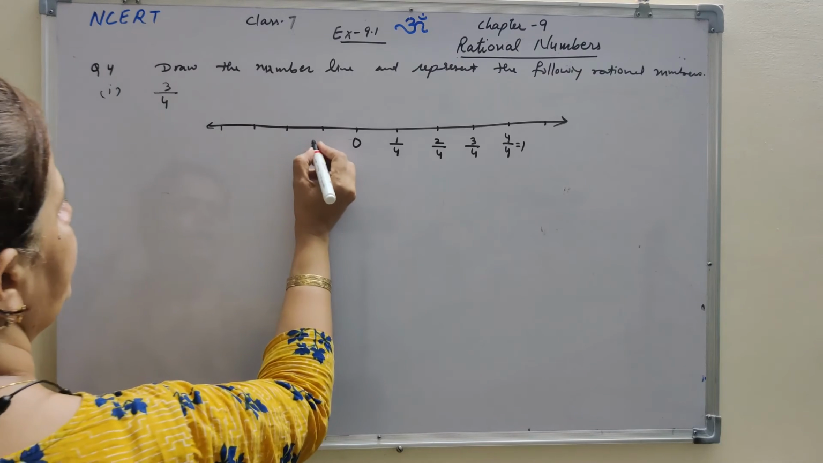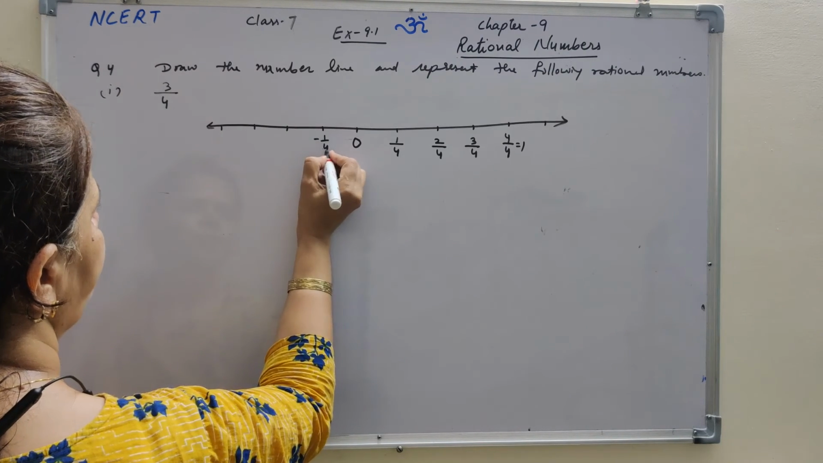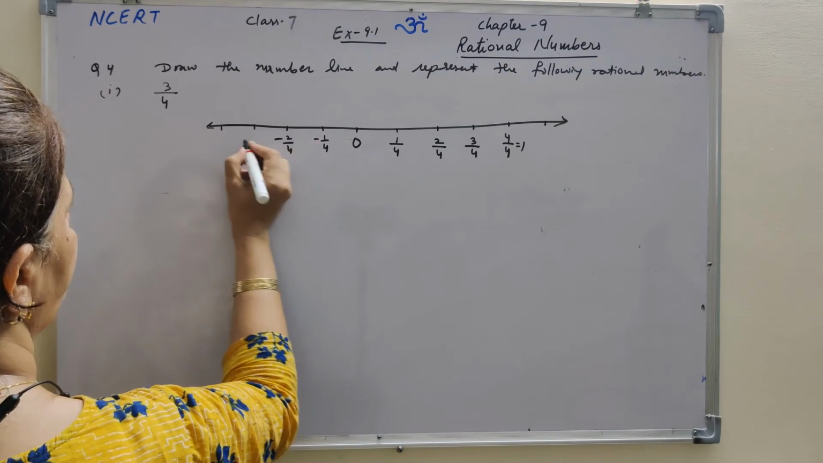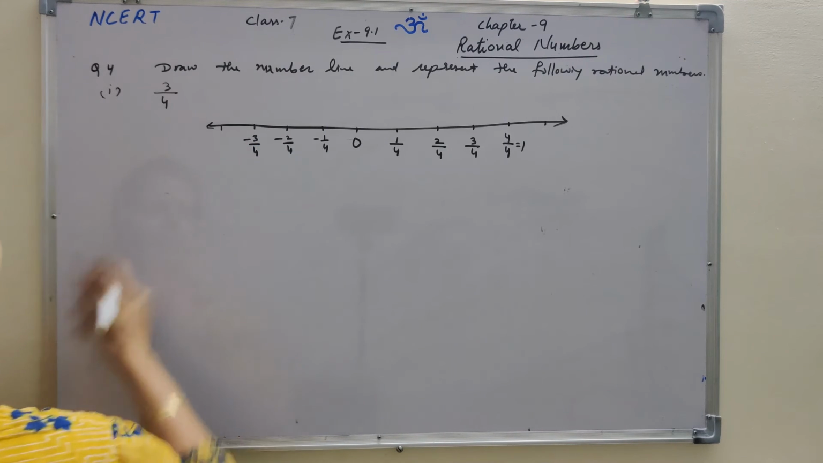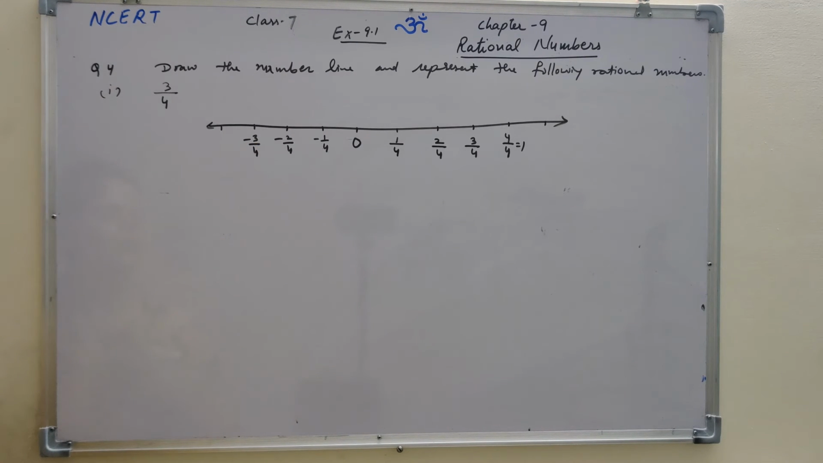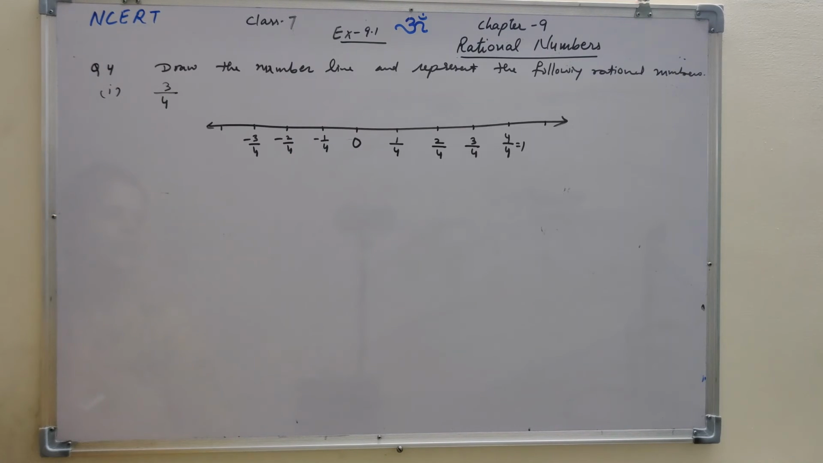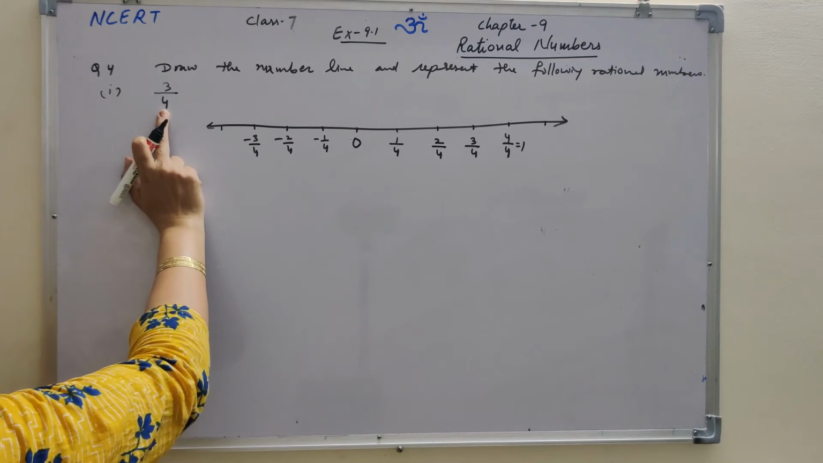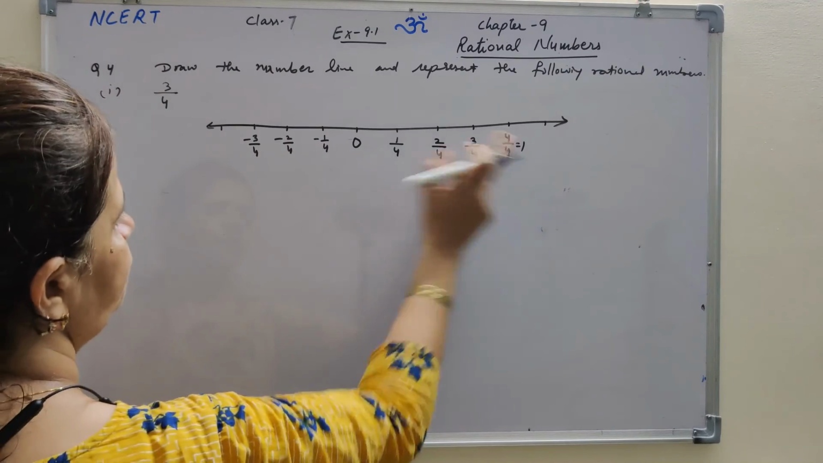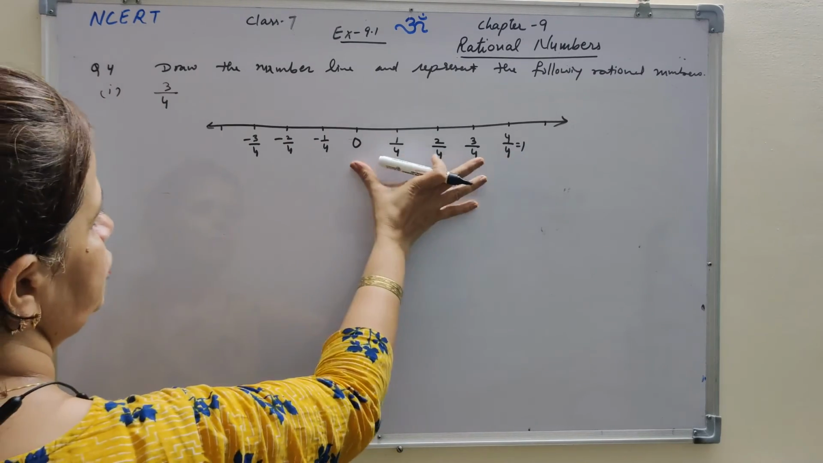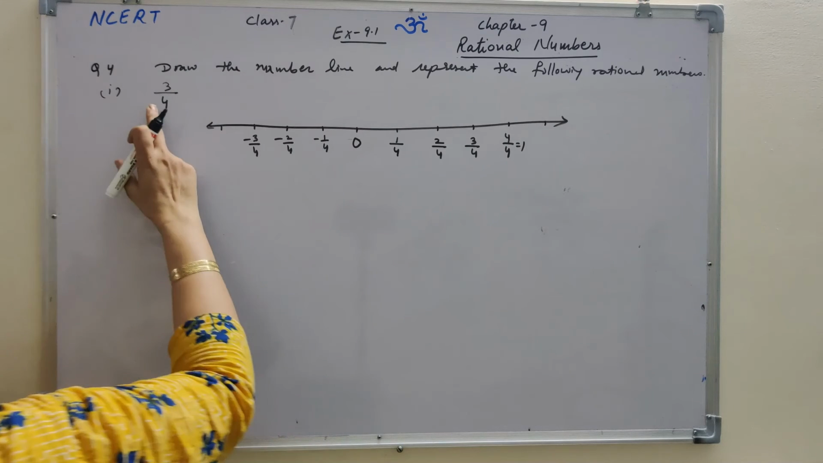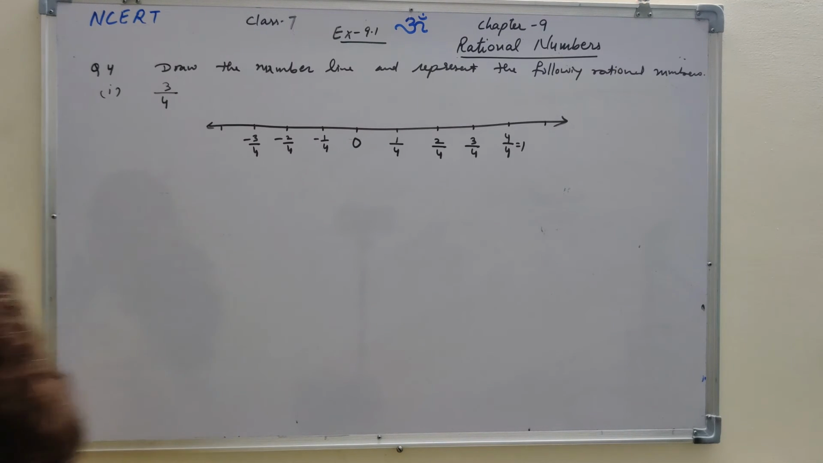Okay. Here I have minus 1 by 4, minus 2 by 4. Though it is not required for this 3 by 4, but still I am showing you, in the left side we have negative rational numbers. And the denominator is 4, so we will divide in 4 parts. 0 to 1 we divide in 4 parts. And I have to represent 3 by 4.